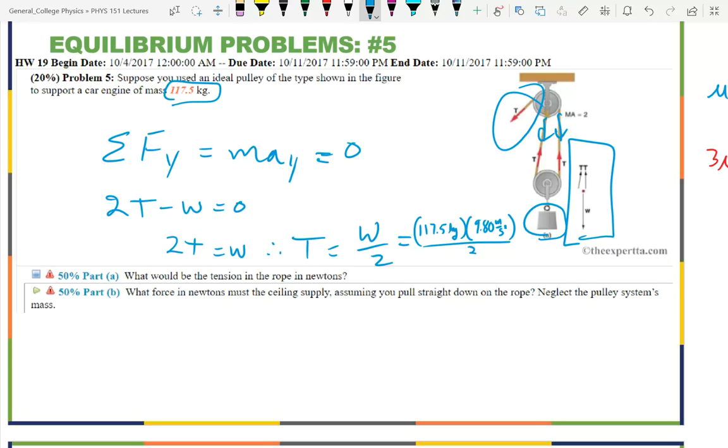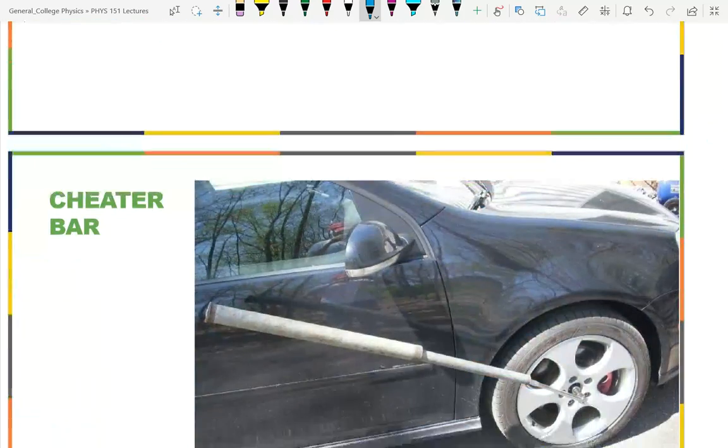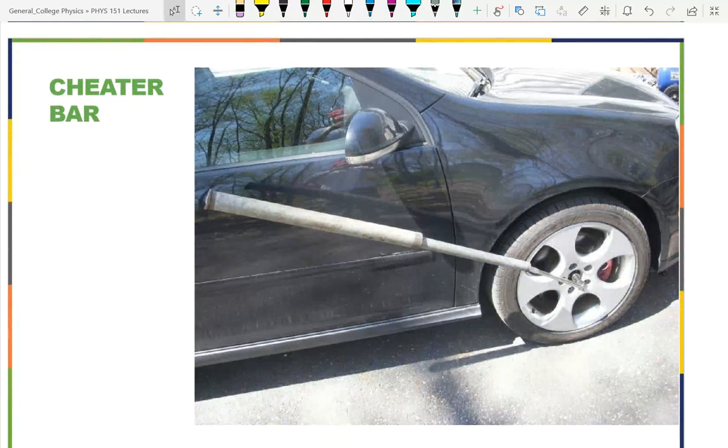But in real life, you very well could be off to the side pulling like this. So we want to simplify for physics purposes. Why? Because we don't want to make the problems harder than they have to be. We want you to understand the basic concepts. And so I'm going to stop with this.